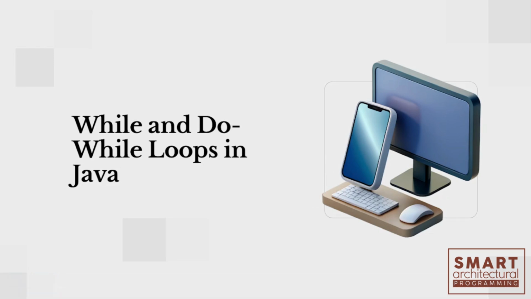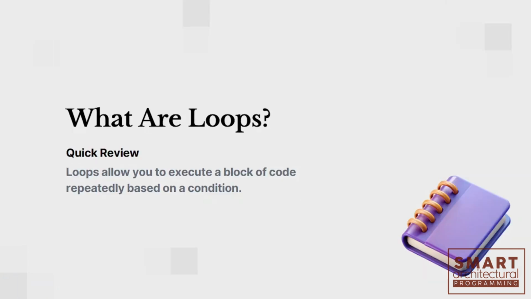So first, what are loops? Loops, simply speaking, allow you to execute a block of code repeatedly based on a certain condition. You test for a certain condition, and if that condition is true, the code within that block keeps on running until that condition becomes false. That is how you can define a loop and what they are. Now let's move on to the main focus of this video, which is while and do while loops.